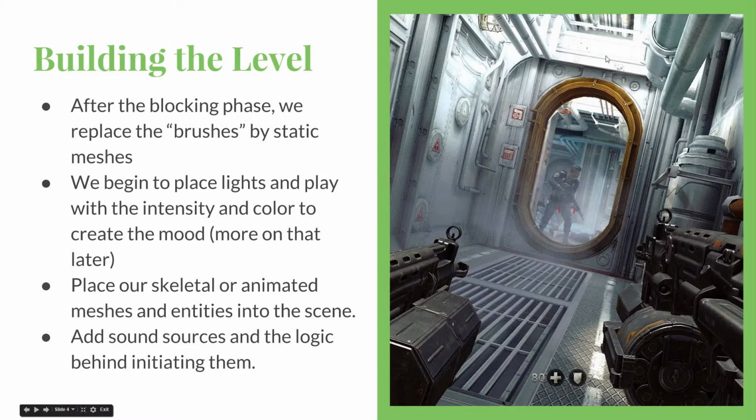After that, you begin to place lights and play with the intensity so that you can get exactly the mood that you want. We're going to go into that later as well. Then any skeletal or animated meshes, particle systems, entities, enemies, things like that, you place them all into your scene. And you add sound sources and various bits of ambient entities. So things that aren't essential to the gameplay but help with the vibe that you get.